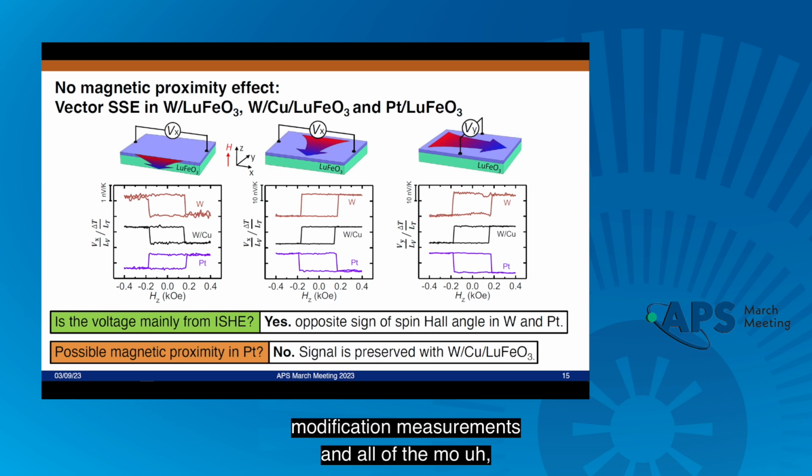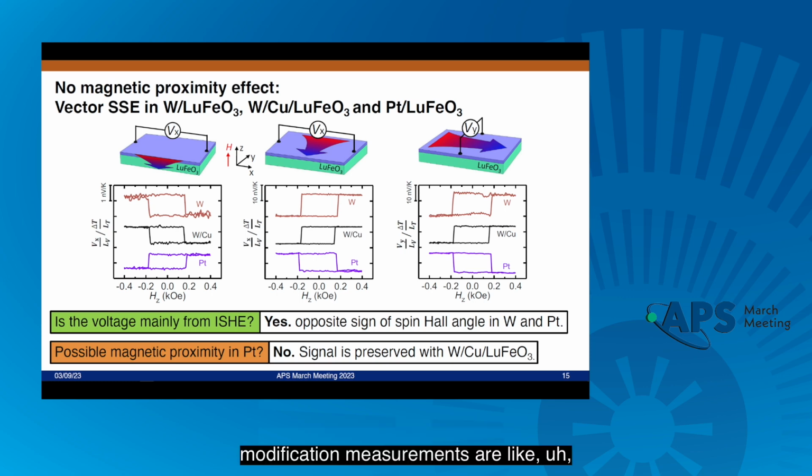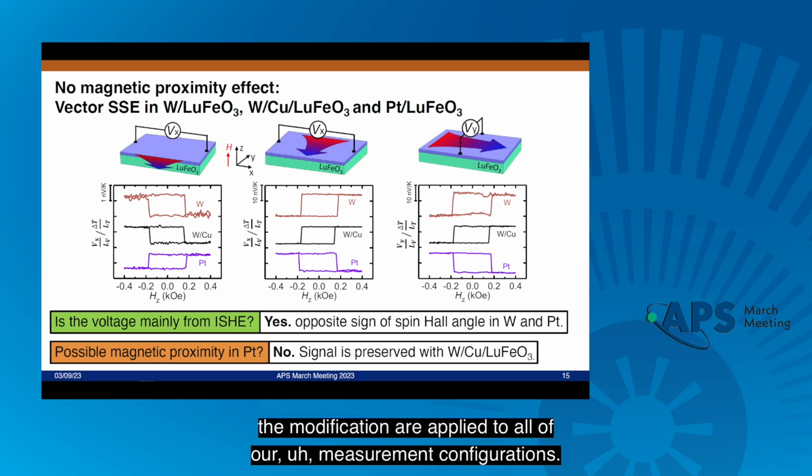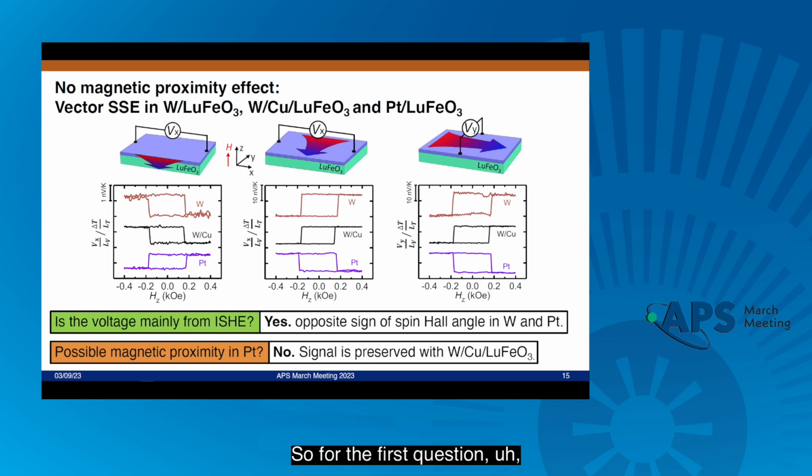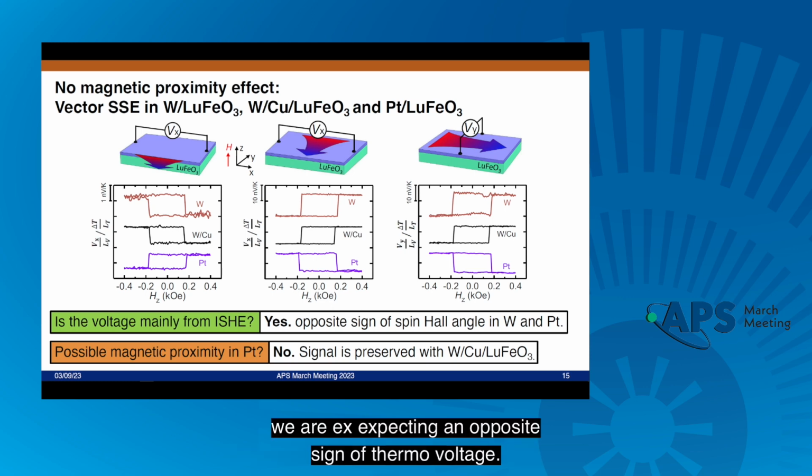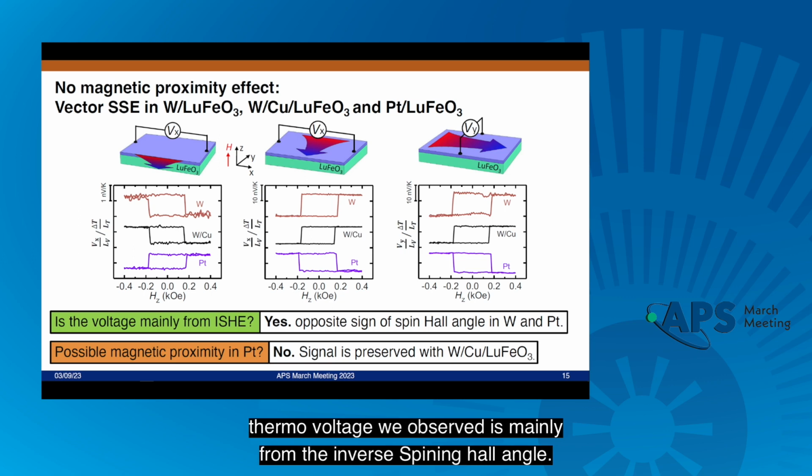The modifications are applied to all of our measurement configurations. So for the first question, if you switch the metal overlayer from tungsten to platinum, and they have opposite spin Hall angles, we are expecting an opposite sign of the thermal voltage, and that's indeed what we observed here. And this tells us the thermal voltage we observed is mainly from the inverse spin Hall effect.